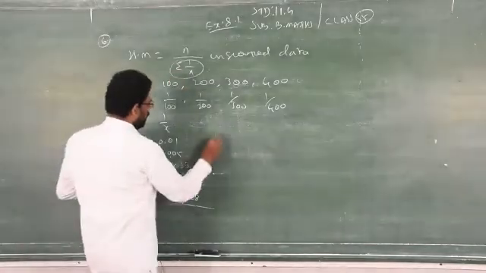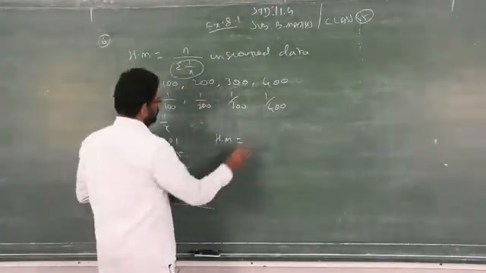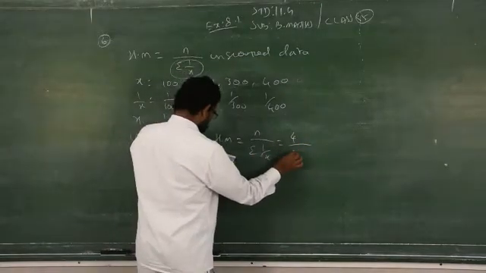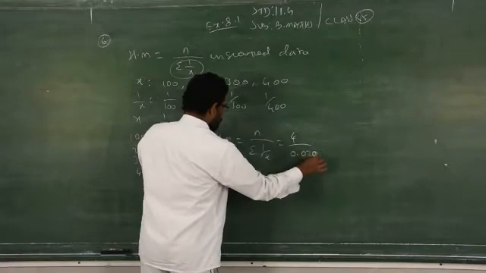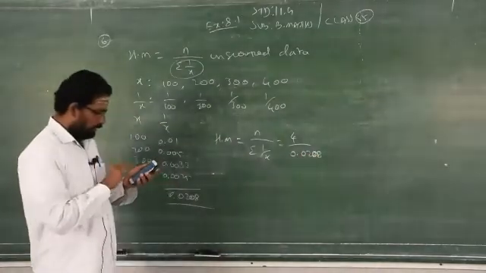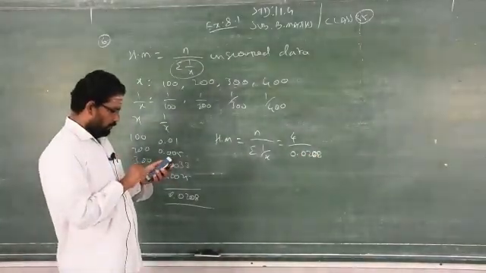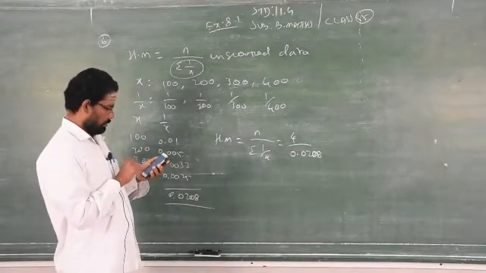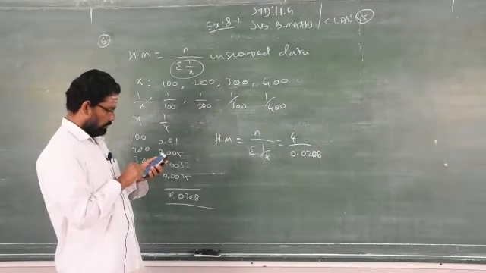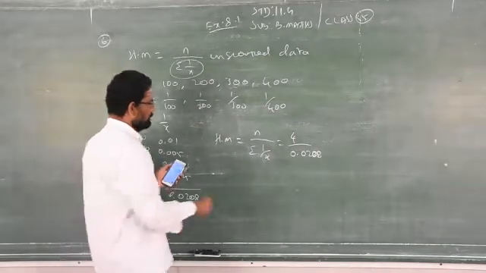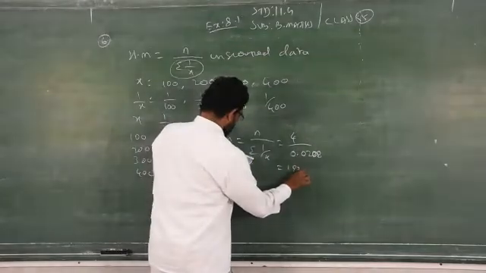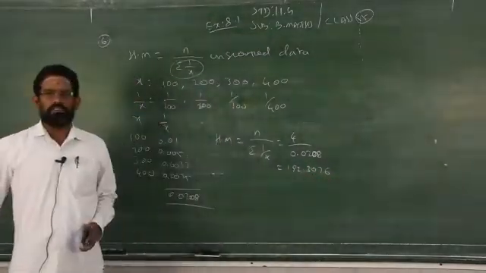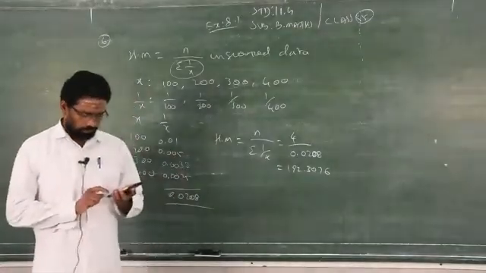Now you apply this formula. Harmonic mean is equal to n by summation 1 by x, that is n is 4 by 0.0208. So just you have to divide now 4 by 0.0208. So answer is exactly, it is coming 192.3076. Clear? That's the answer. So use calculator, you will get answer.